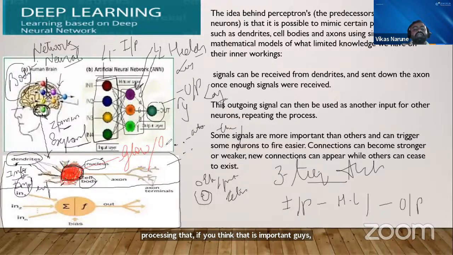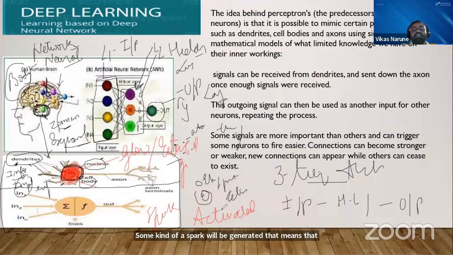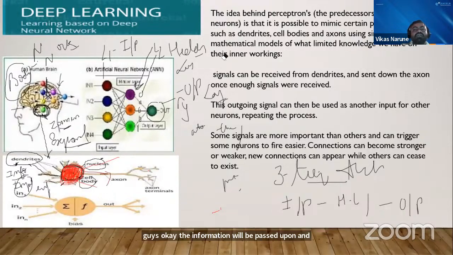There will be some kind of electricity, some kind of spark generated. That means that neuron is getting activated. That particular neuron, this circle, the cell body, will get activated. And once it is activated, guys, only then will the information be passed on.